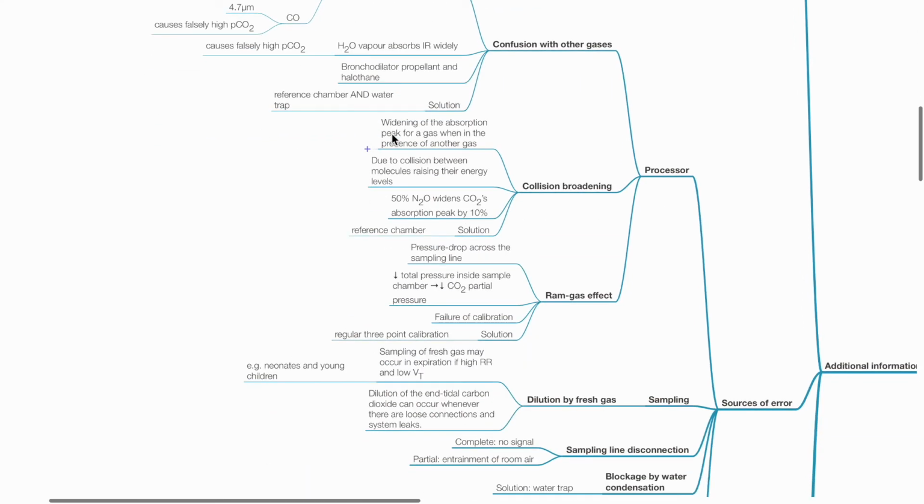Ram gas effect. Pressure drop across the sampling line occurs. There is reduced total pressure inside the sampling chamber. This results in reduced PCO2. Solution is to have regular 3-point calibration.